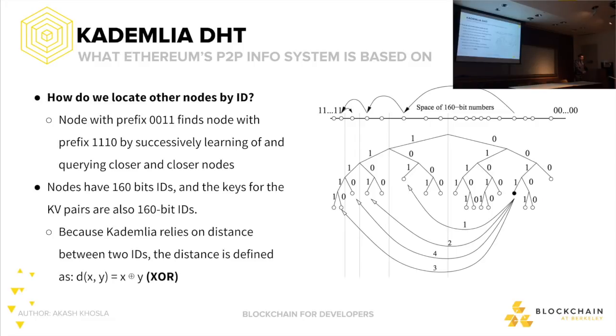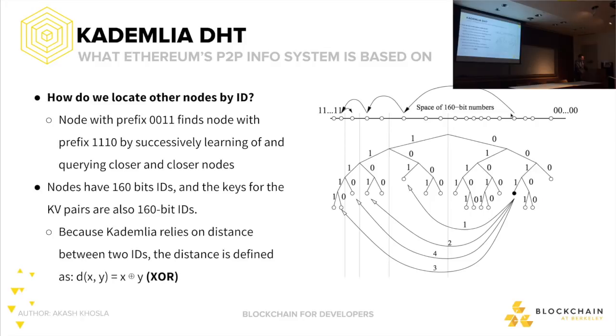Does that make sense? Do you want me to walk through it again? Okay, I'll walk through it again with this diagram, and I'll go a little slow. You can see here that this is the space of the 160-bit numbers, so this might make it a little easier to understand.